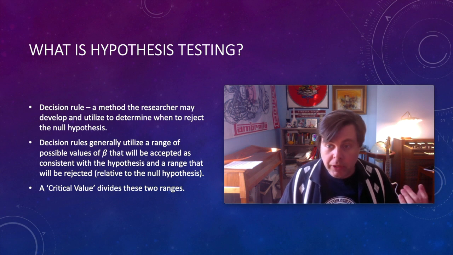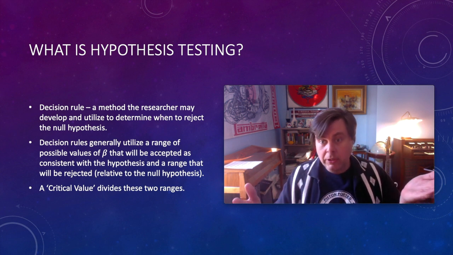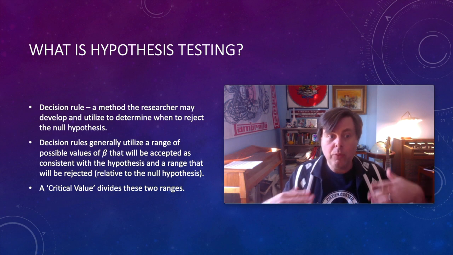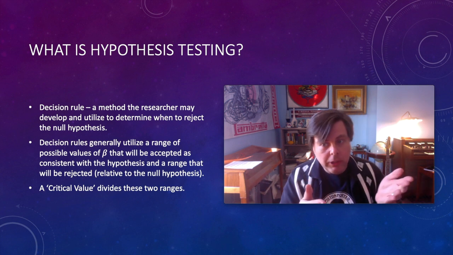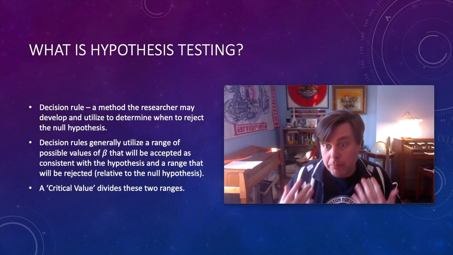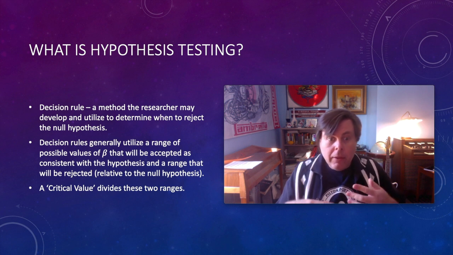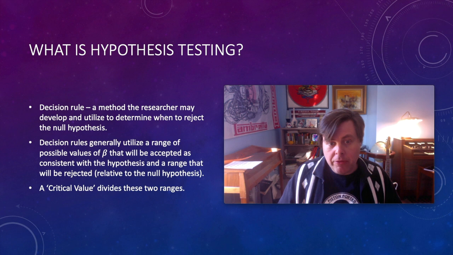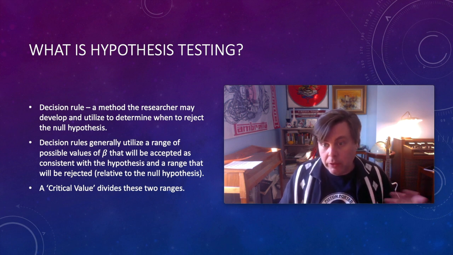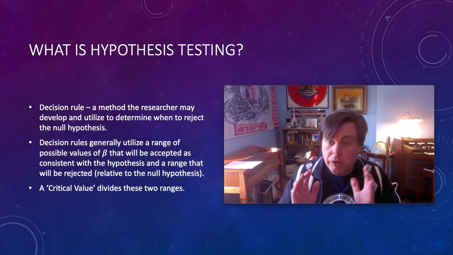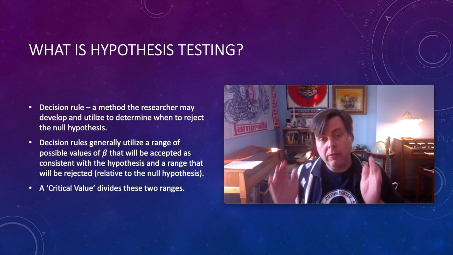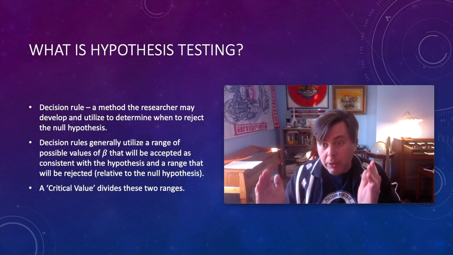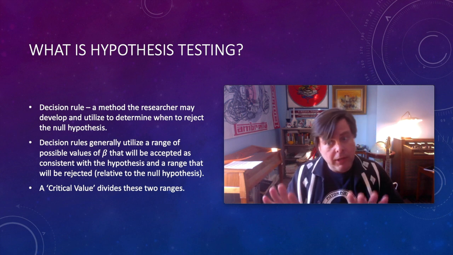In other words, we're going to say, if this thing occurs, or if we find this thing, then we will reject the null hypothesis. Now, decision rules generally utilize a range of possible values of beta in econometrics, right? That will be accepted as consistent with the hypothesis and a range that will be rejected relative to the null hypothesis. A so-called critical value, another piece of terminology, defines these two ranges, right? So we're going to develop a rule that says, if our range of beta lies within this range, we will accept. If not, we will reject.